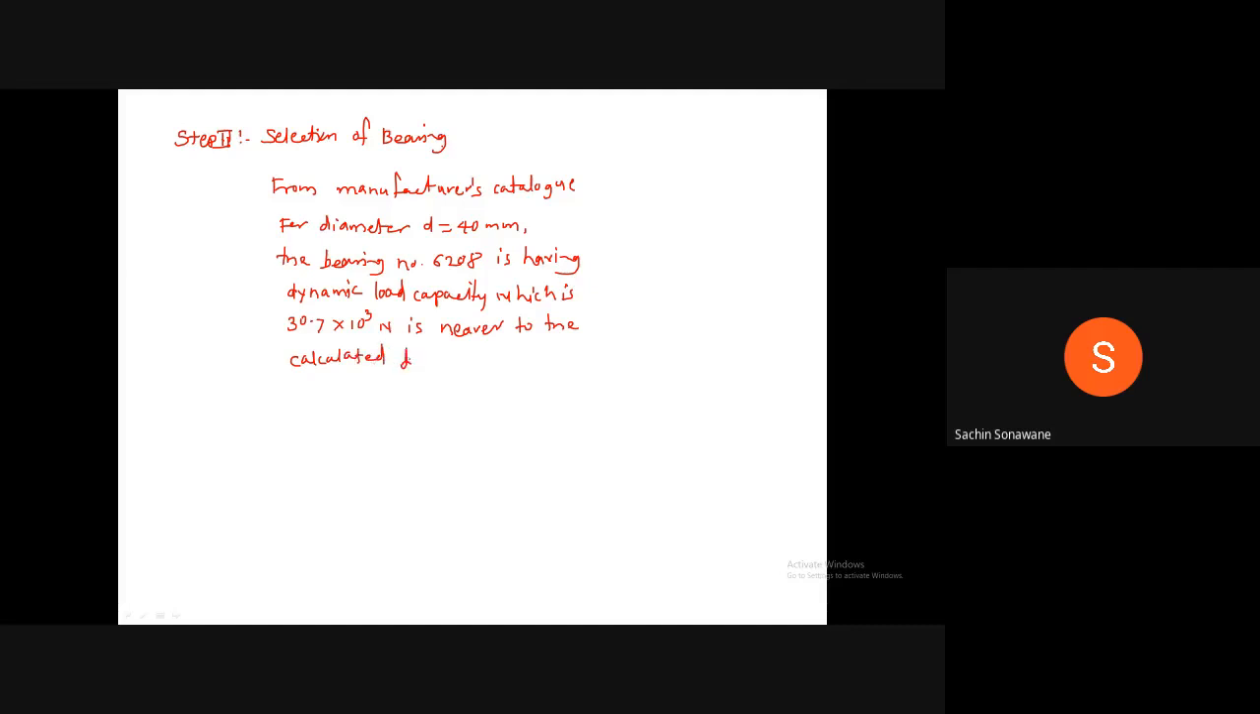to the calculated dynamic load capacity, that is 30.78 into 10 raised to 3 Newton. Therefore, we will select bearing number 6208. Therefore, this is our answer. I think you have understood how to select the bearing.